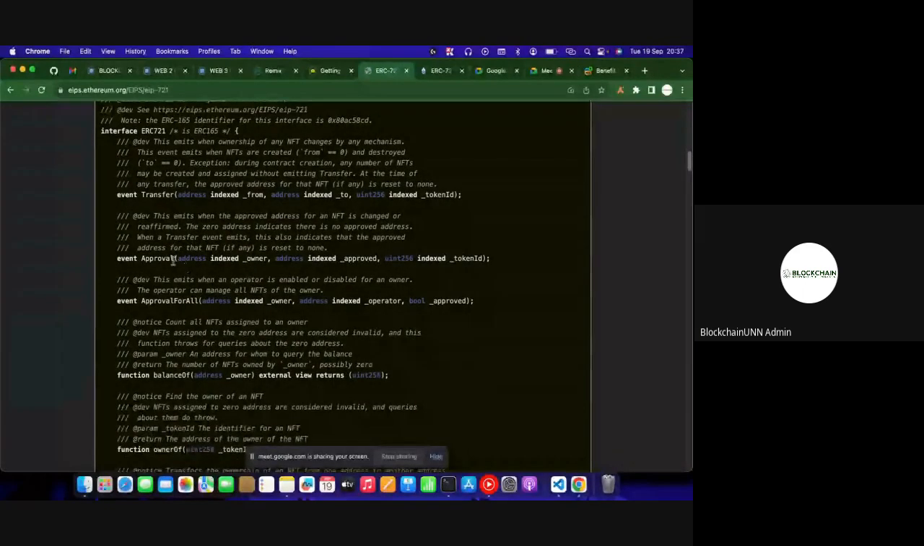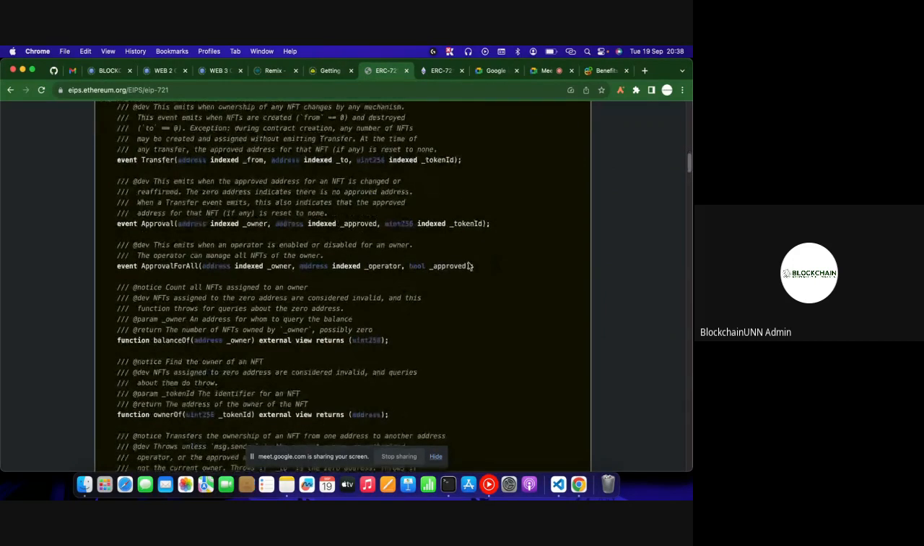Then we have the approval event. This particular event is emitted when the approved address for an NFT is changed or reaffirmed. So when you approve a particular address to spend your NFT, you emit the approval event. And of course, just like the ERC20 token, you need to emit the owner, the approved address, right? And the token ID you are approving to be spent by this particular address.